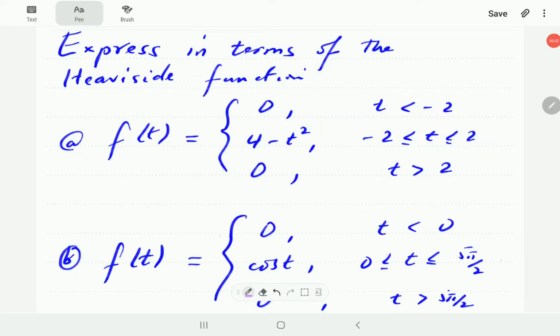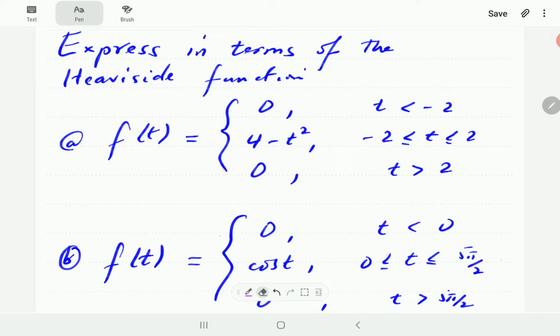In this video, we continue our study of how to express piecewise continuous functions in terms of the Heaviside function. In the two past videos, part 1 and part 2, we looked at functions that are defined in two intervals on the real axis. Here we're going to extend these to functions that have three intervals.